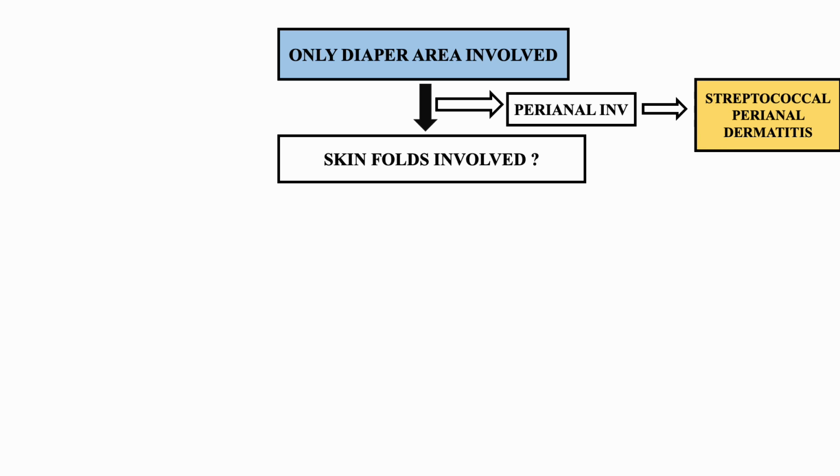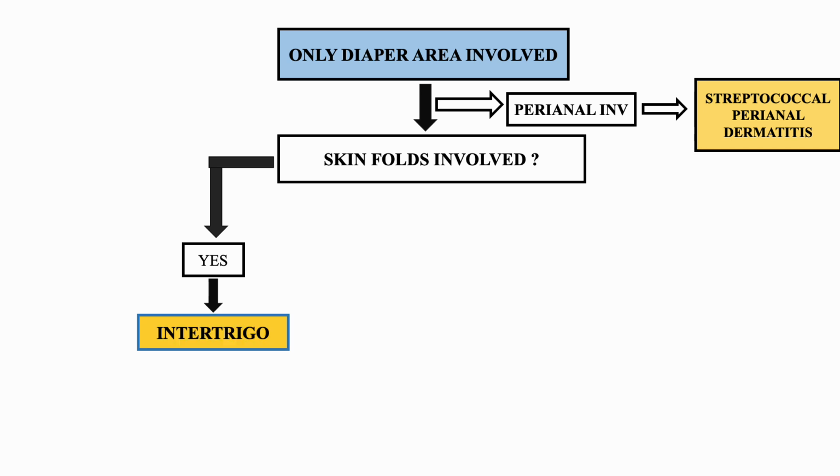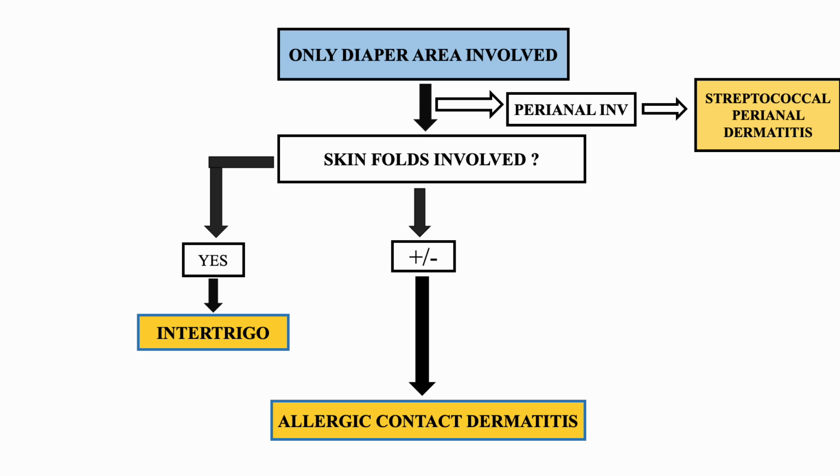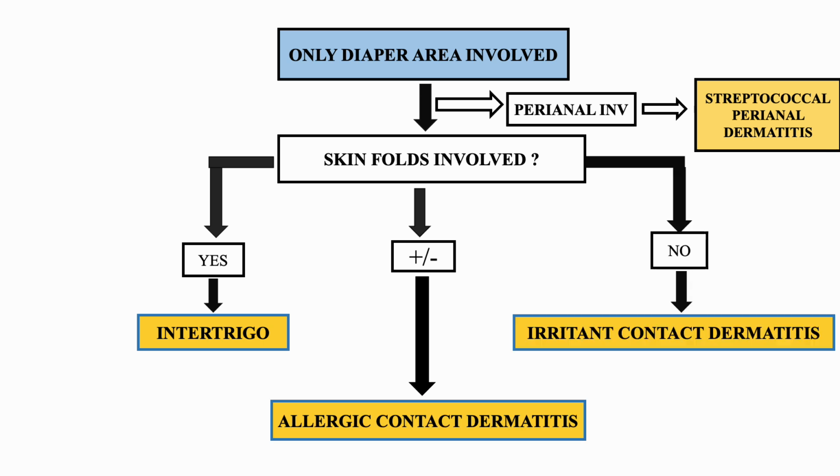Second, you look for skin folds are involved or not. If they are involved, then it's probably intertrigo. If you cannot distinguish if it's involved or not involved, think of allergic contact dermatitis. But if skin folds are spared, it is irritant contact dermatitis.